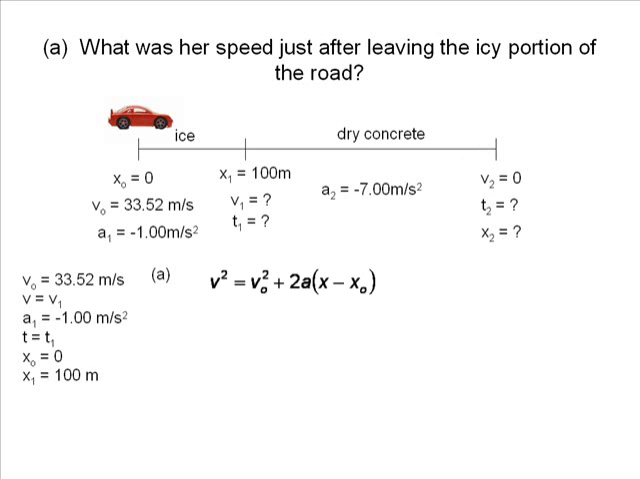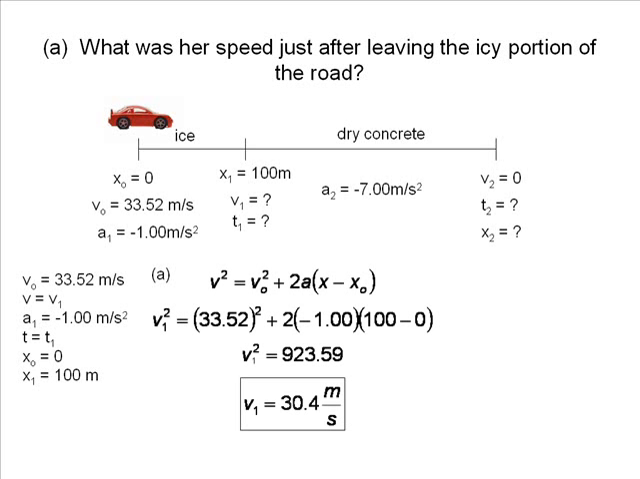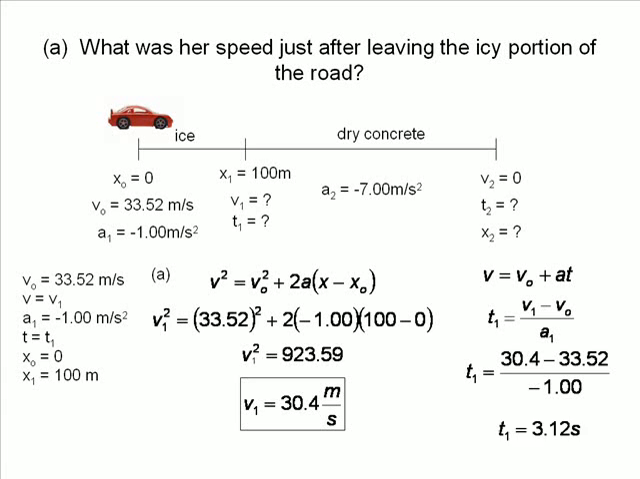This is our formula. We substitute in our numbers, take the square root, and find the car's velocity after the ice. This will be the initial velocity of the car when it hits the concrete. We are going to solve for the time the car was on the ice. We isolate T1, input our data, and find the time that the car was on the ice.